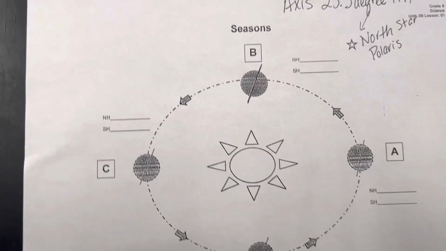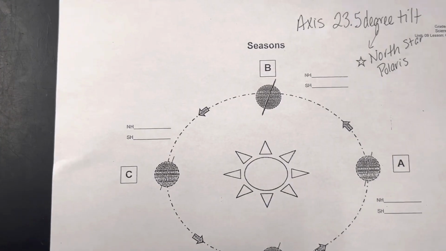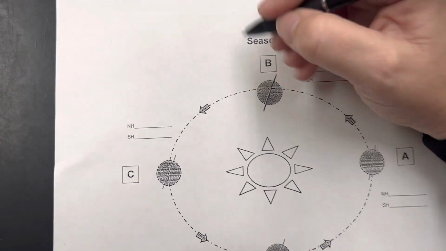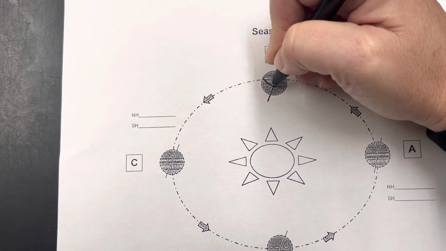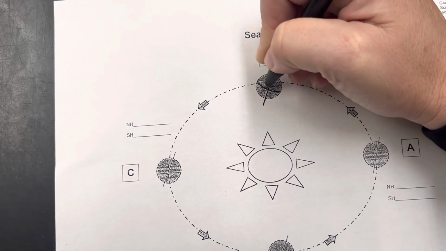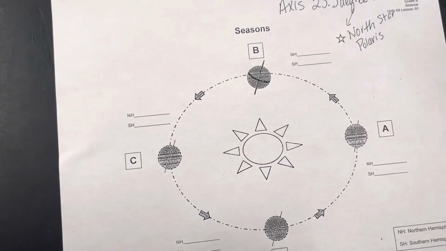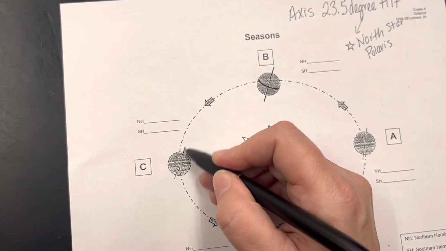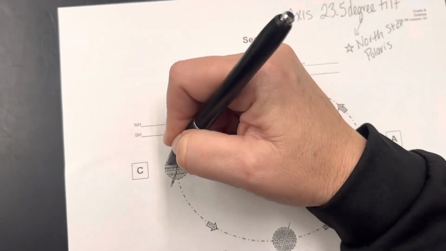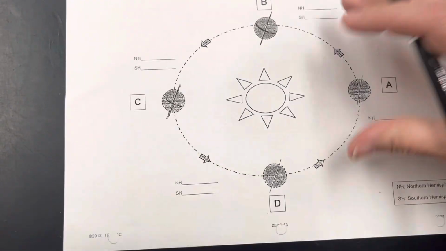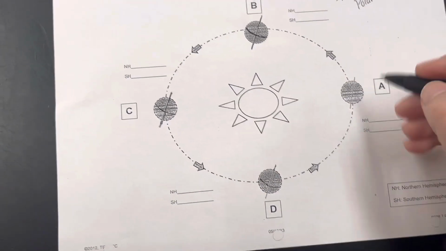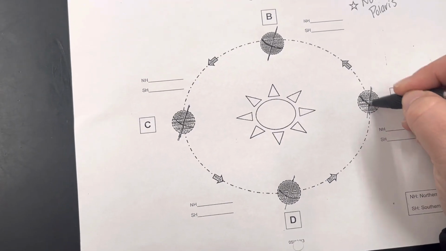Now what you also have to know, just like we talked about with weather and climate, is where the equator is. It's really important for you to know where your equator is on each one of these globes, so that we can see where the direct sunlight is. So I'm going to make sure I see my axis on this one and my equator all the way around, and then my axis and my equator here, and my axis and equator here.